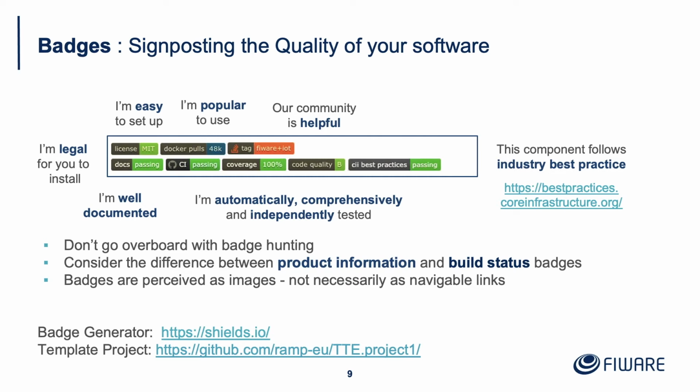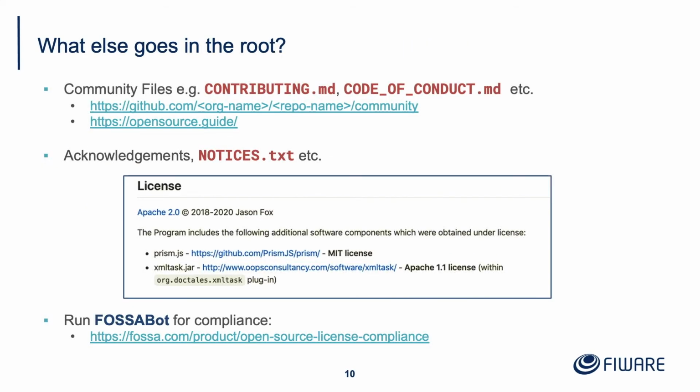What else goes on root? Okay, if you go onto a typical repository and you click on the org name, repo name, community link, you will find there are a series of optional files it will create for you to cover additional useful stuff. The more mature a product is, the more likely it will have files, not necessarily .md, but it could be .txt or blank, which cover this sort of thing.